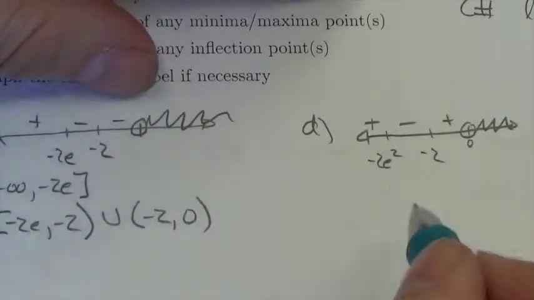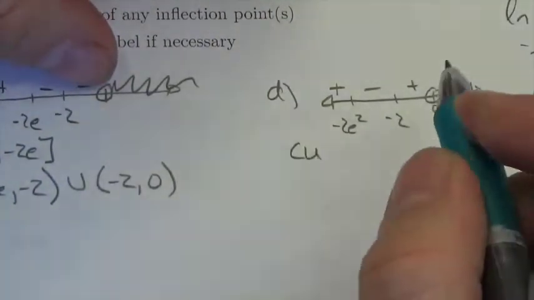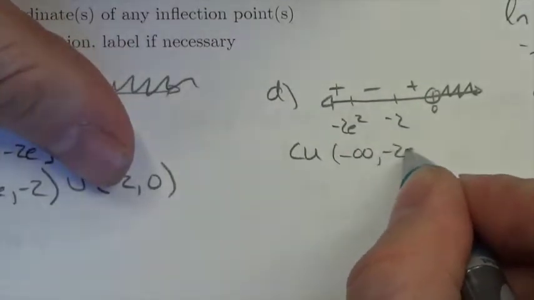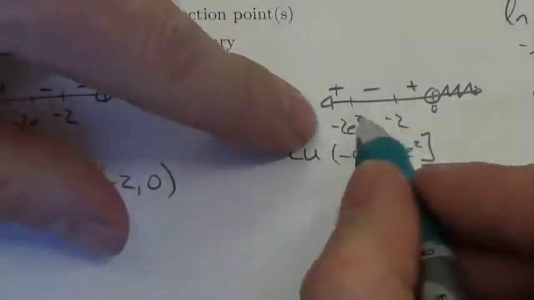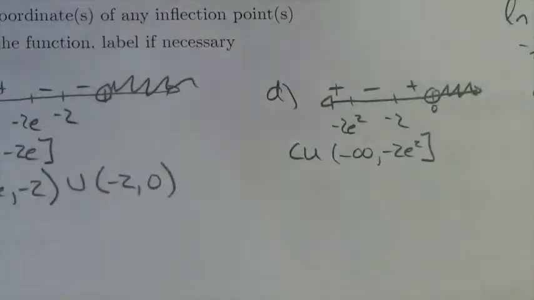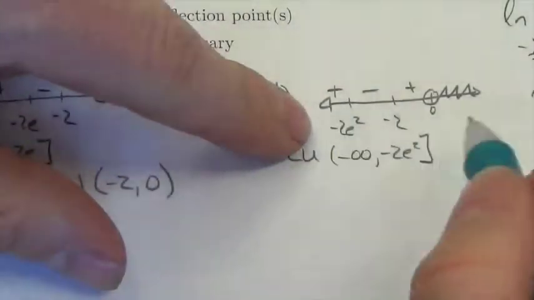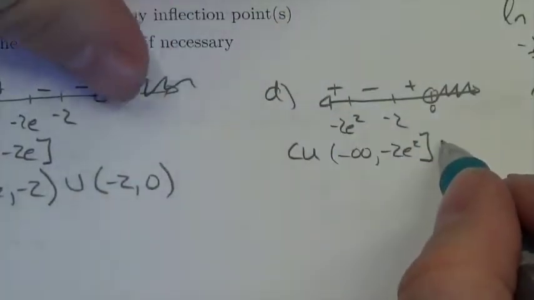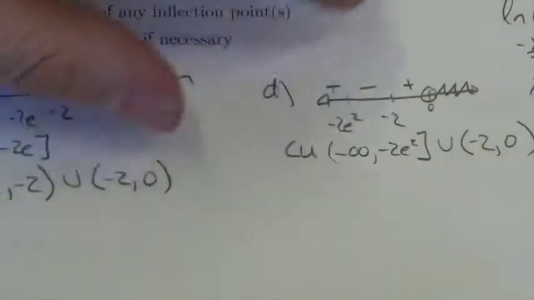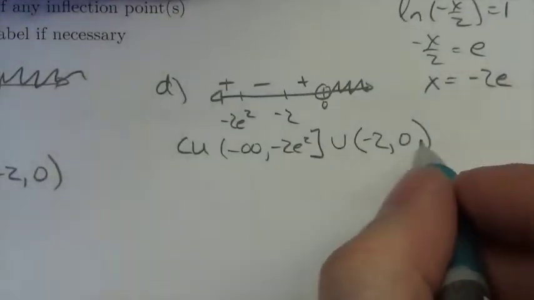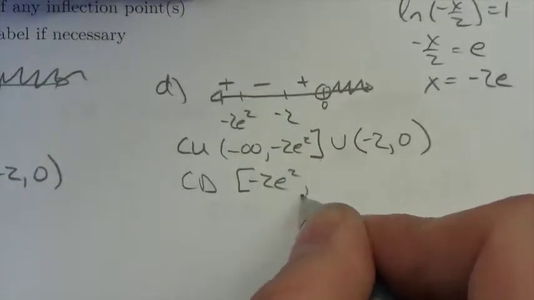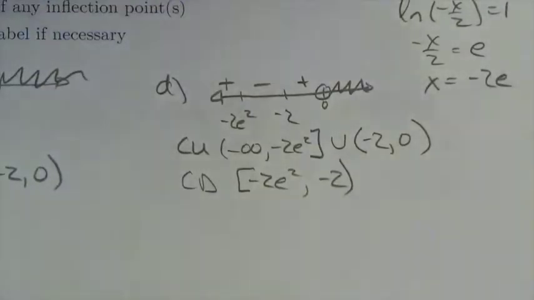So the concavity, therefore, is concave up from negative infinity to negative 2e squared. I include that with square brackets because it is a point of inflection. It's a spot where these two intervals overlap, so that's going to be part of both of those intervals. So union, and then out here, I use parentheses on negative 2 and 0 because those two endpoints aren't included there. This will be concave down on negative 2e squared up to, but not including, negative 2.